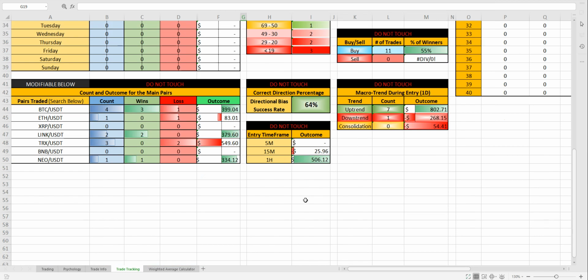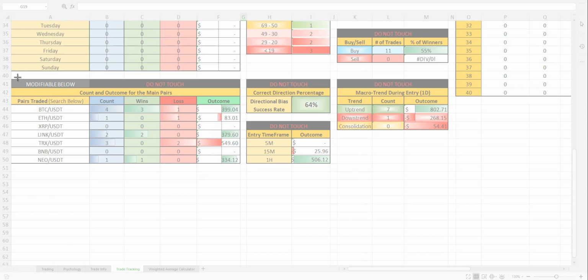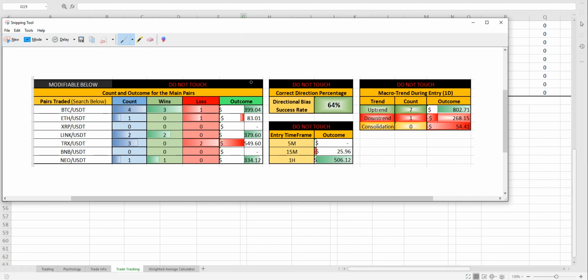And then moving down a little bit further again, this is the last little section here that we're going to be looking at. So the final one that we have, or the final four I guess we have, let's start off with the right. So this is the macro trend during entry. So this is going to give you what was the macro trend when you entered.